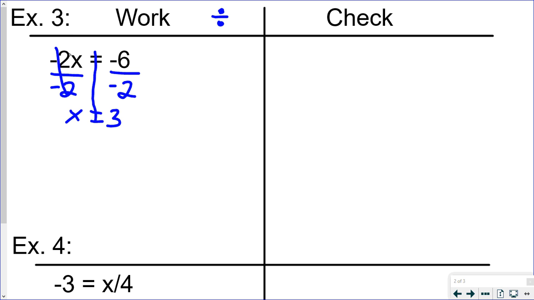So now I'm going to check it and see, is negative 2 times 3 equal to negative 6? So negative 2 times 3 equals negative 6. So I know I got the correct answer.